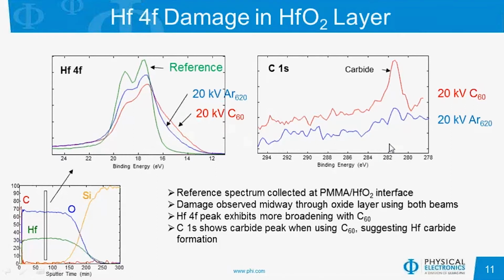We can also look at the carbon 1s spectrum to understand what that damage may look like. Using the argon gas cluster, we do not see any significant carbon contribution at this point in the profile. However, using the C60, there is a peak at around 281 eV, which would match up with a hafnium carbide. So what we may be seeing is some hafnium carbide formation that contributes to this broadened peak.